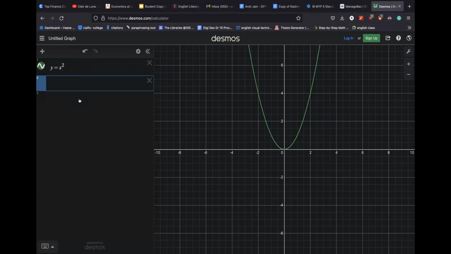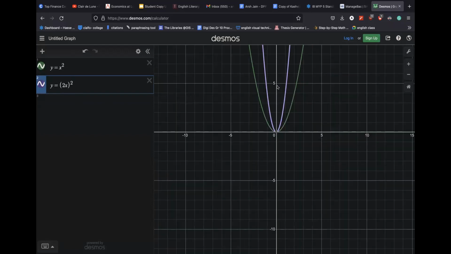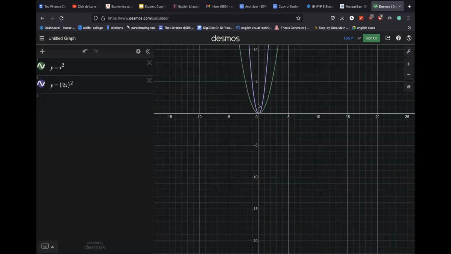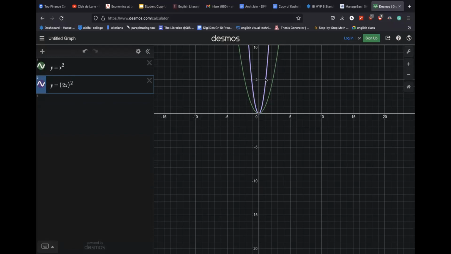Now you do y is equal to (2x) square. Okay. What happened? You multiplied the x by 2. What happened here? Dilation. It got thinner. So why are you calling one dilation and the other one expansion?